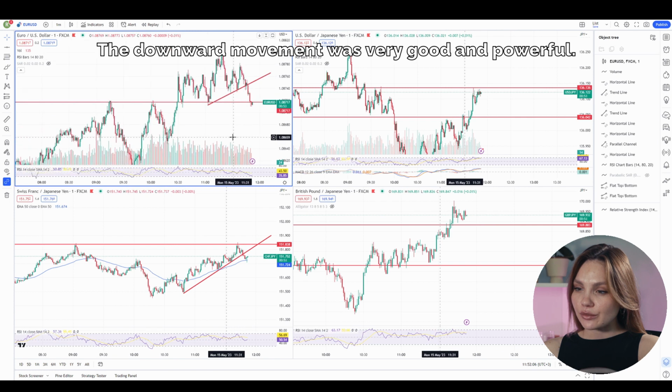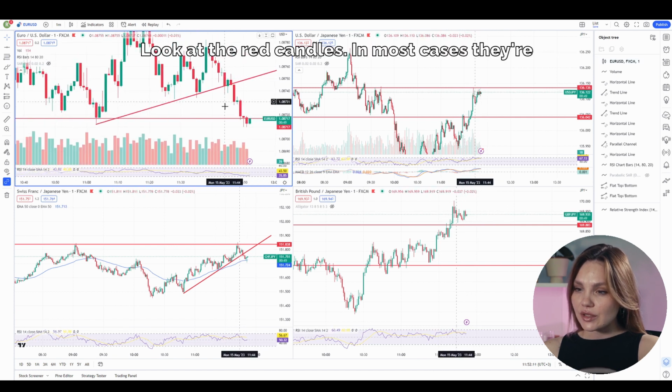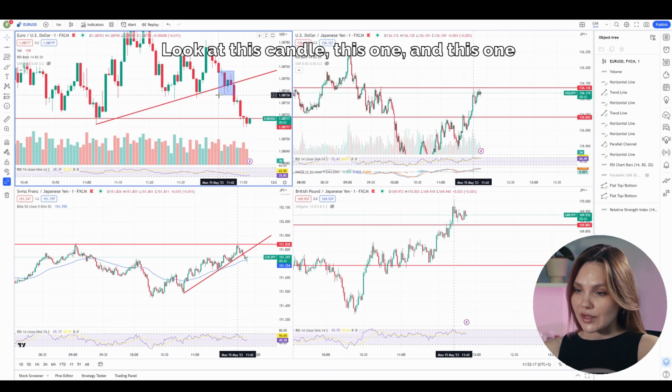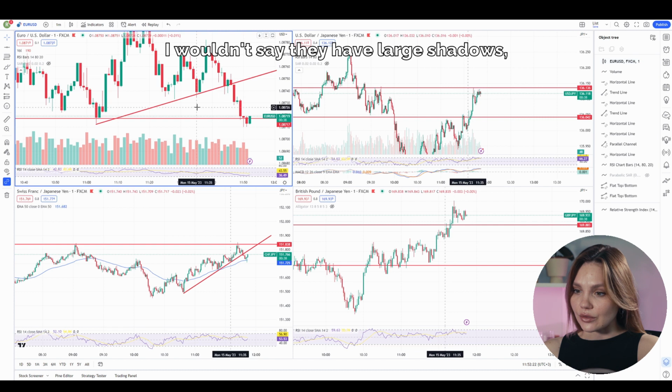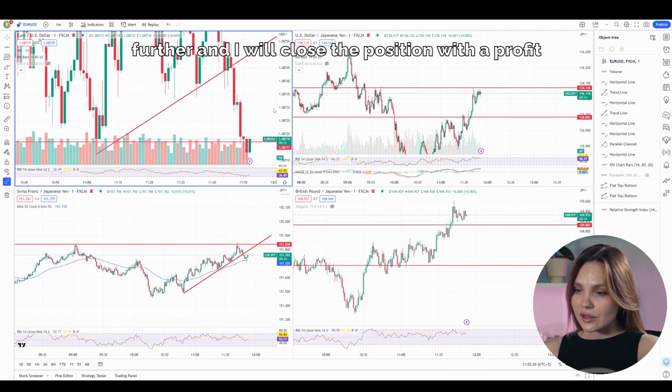The downward movement was very good and powerful. Look at the red candles. In most cases, they're solid, meaning they have very weak shadows. Look at this candle, this one, and this one. I wouldn't say they have large shadows. Therefore, I believe that the price will drop further and I will close the position with a profit.